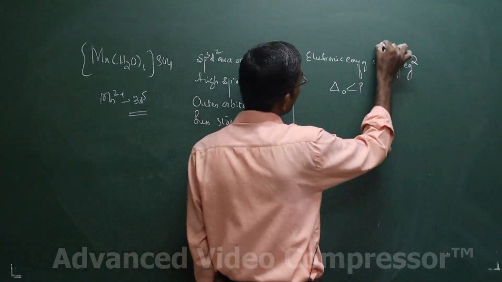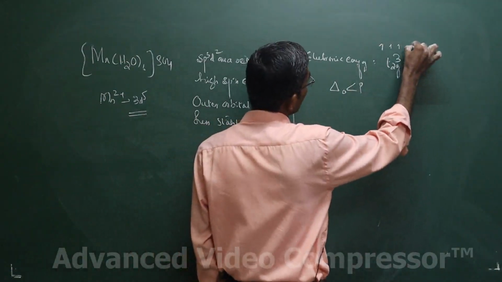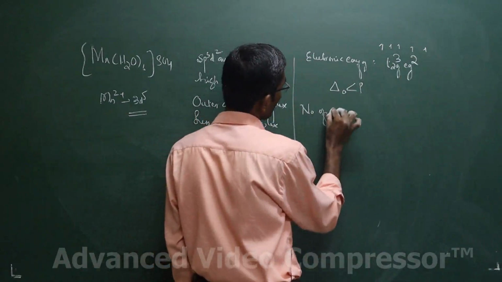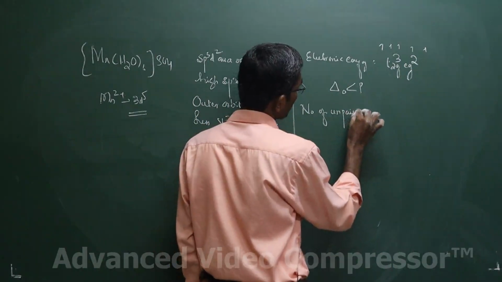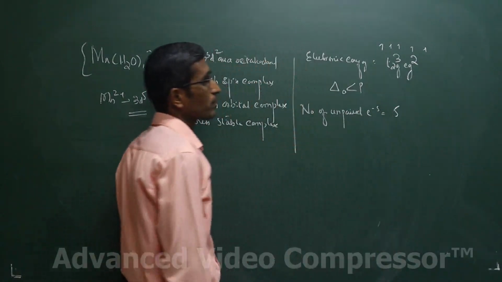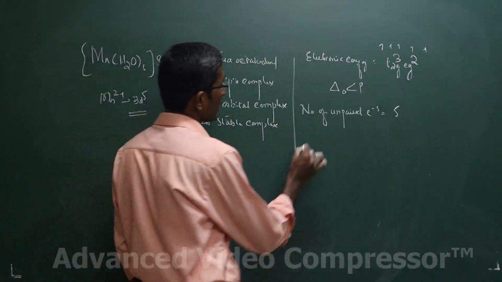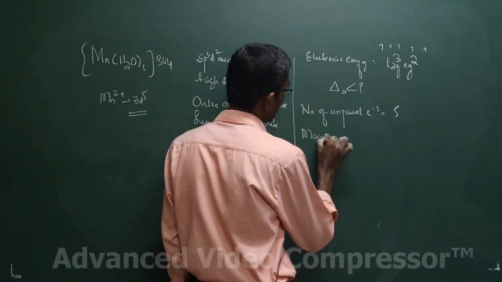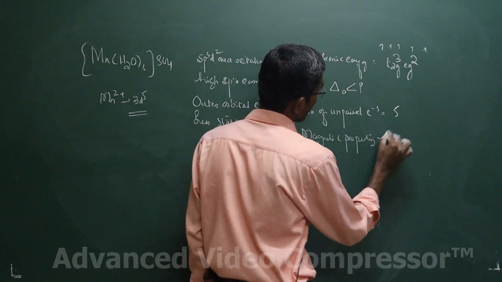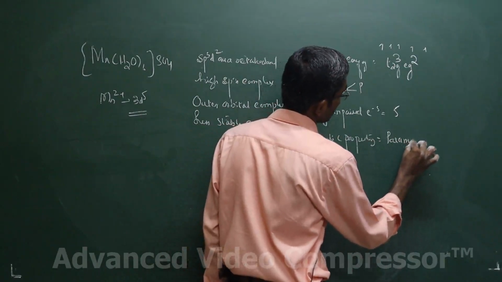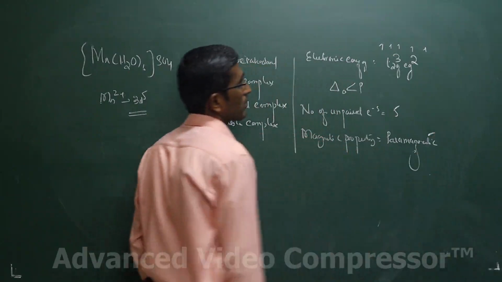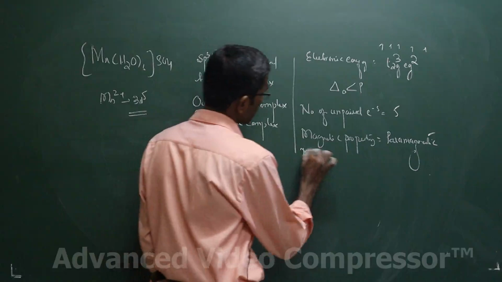That means dxy, dyz, dzx, dx2-y2, dz2. Number of unpaired electrons is equal to 5 in this case, and the magnetic property is paramagnetic. Clear? It's paramagnetic.